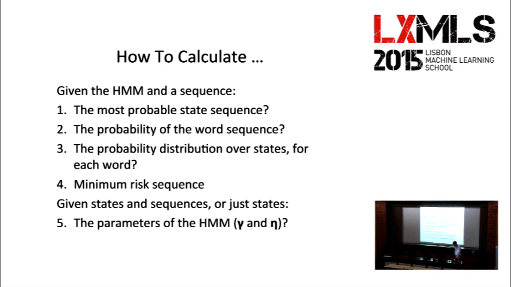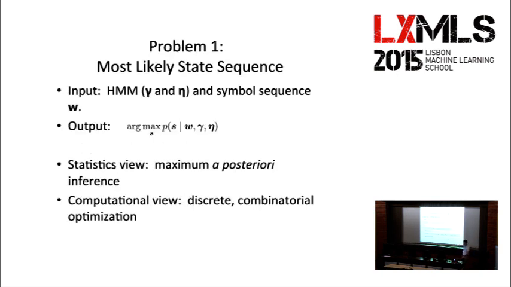OK, so problem one, find the most likely state sequence. I'm going to give you an HMM, which is essentially its parameters, the gammas, which are the transition parameters, and the etas, the emission parameters. And I'm going to give you a symbol sequence. And what I want you to calculate for me, in precise terms, is the sequence of states that is most probable given the words and the parameters.